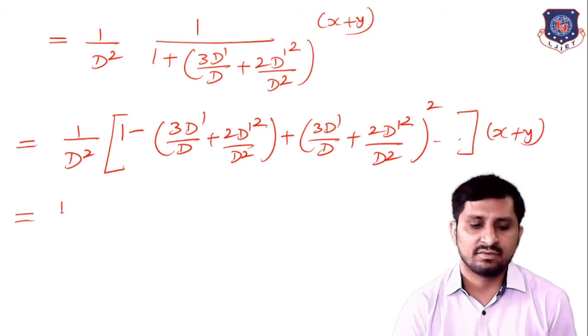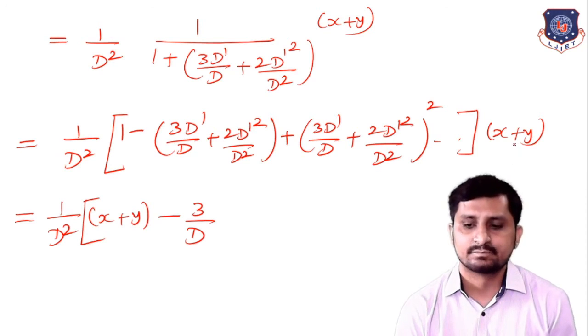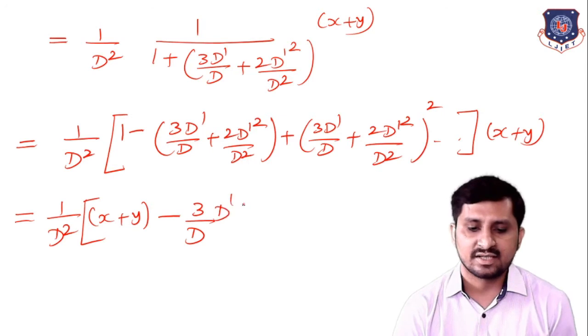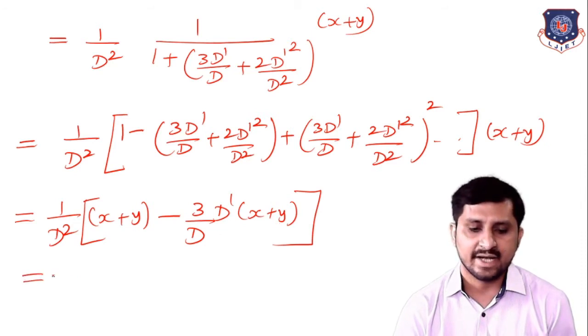So we can write 1 upon D square into 1 into x plus y, so x plus y, minus 3 by D, D dash into x plus y. That means D dash of x plus y, the differentiation of x plus y with respect to y, is 1. So I can write 3 by D.